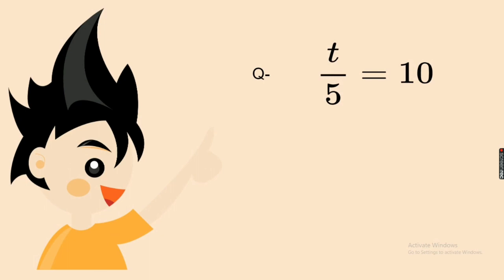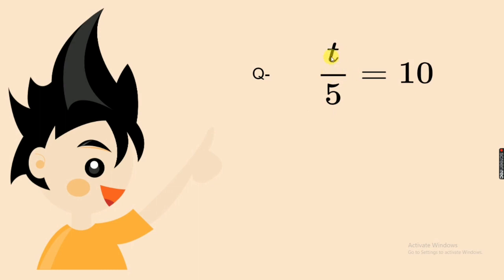Now here is another linear equation. It says t/5 is equal to 10. Here our variable is t and we have to find out the value of t. But what I am seeing is that here t is divided by 5. Now we have to remove this 5 in order to find out the value of t. So we have to shift 5 to the other side.